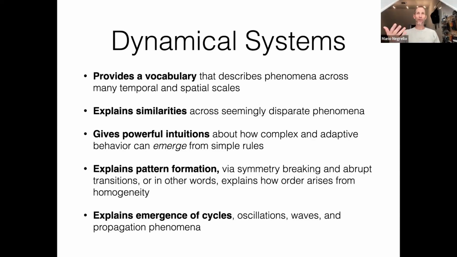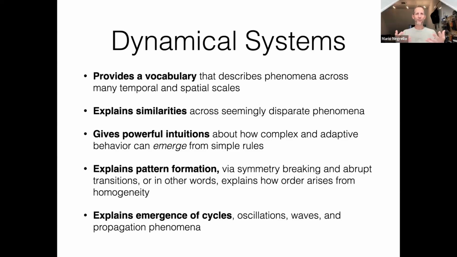And particularly it provides a vocabulary that describes phenomena across many temporal and spatial scales in similar ways. We can then talk about cosmological phenomena and quantum phenomena, sometimes in similar vocabularies. You've noticed before that some models apply to many different scales. Dynamical systems embodies this notion. It explains similarities across this type of phenomenon. It gives powerful intuitions about how complex and adaptive behavior can emerge from simple rules. I'll just give you an example now. There are many other examples. It explains the guises of pattern formation. And pattern formation is so important for function.